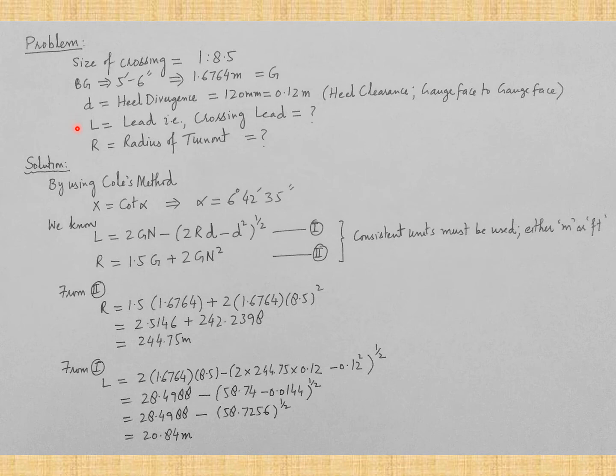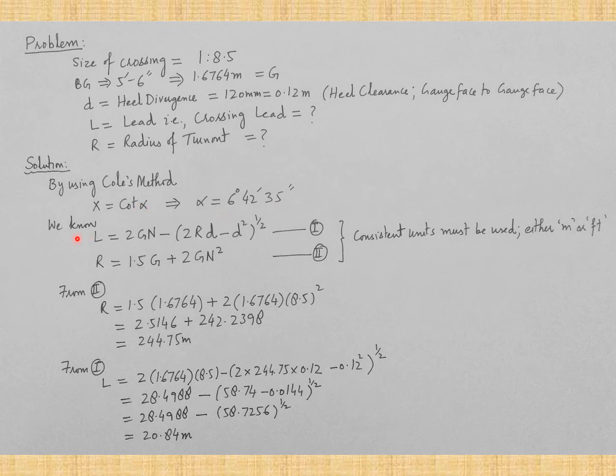L, that is the lead, that is the crossing lead. We want to calculate that one, and the radius of the turnout is also required. So the solution begins from here. By using Cole's method, capital X is equal to cot alpha. So what is X or N, capital N, that is 8.5. So you can get the alpha value equal to this.